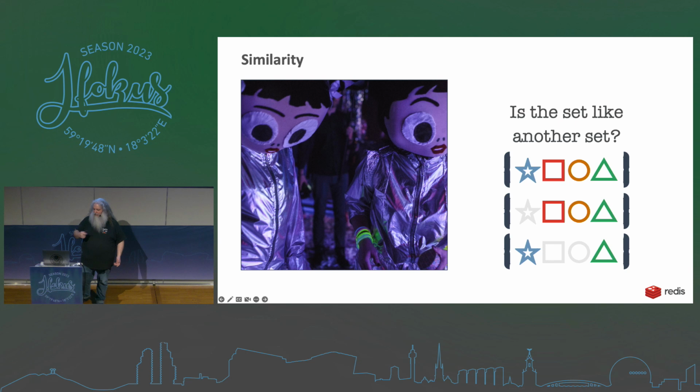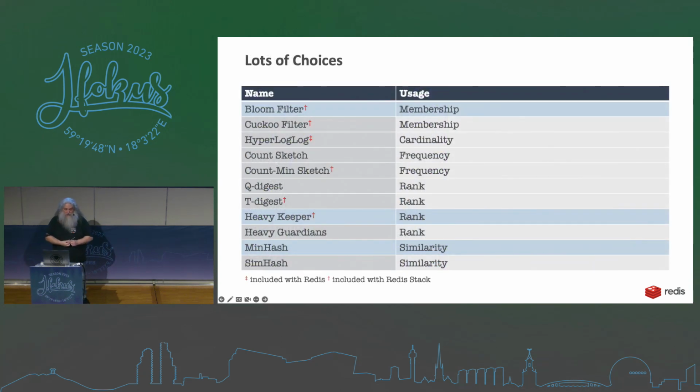So like the first set here has all the shapes, the second one's missing a star, the third one's missing a couple, and there's ways to measure numerically how similar these are. So these are some of the things you can do with probabilistic data structures, some of their behaviors. There's a lot of probabilistic data structures out there to choose from. I've got a small selection here that basically was the result of Googling something.